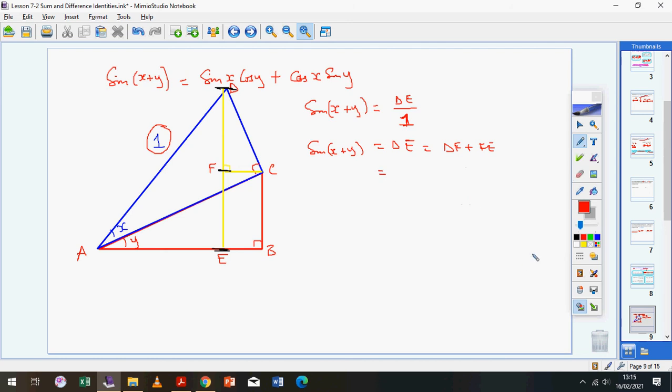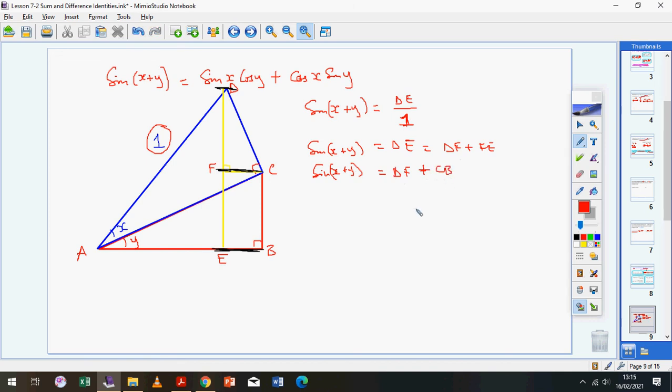DF plus FE, awesome. Now DF, I can figure out what DF is, but I hope you can see that FE is the same thing as CB. FE is the same thing as CB, right? FE and CB are the same thing. So at the end of the day, my sine x plus y is equal to DE, which is the same thing as DF, which I don't know what that is, but I'll figure out, plus DF plus FE, and FE is the same thing as CB.